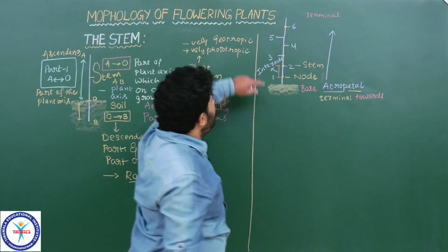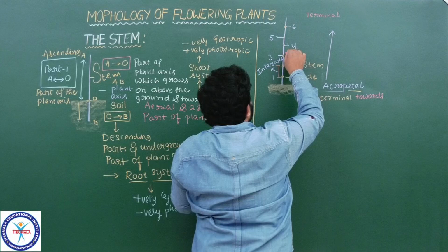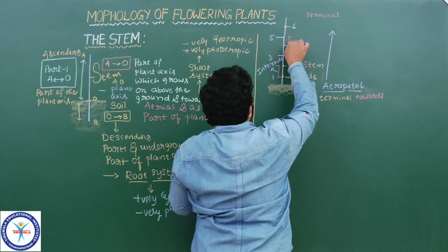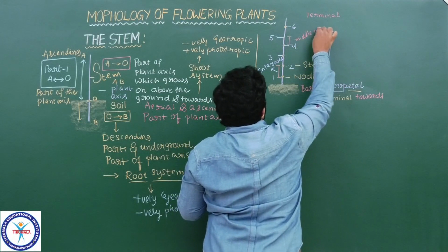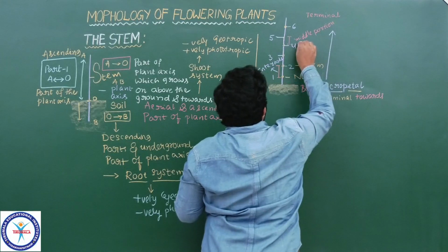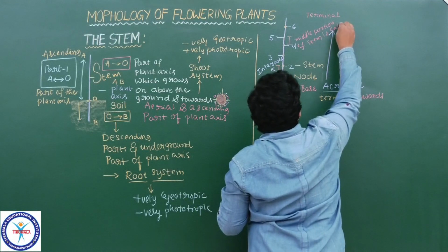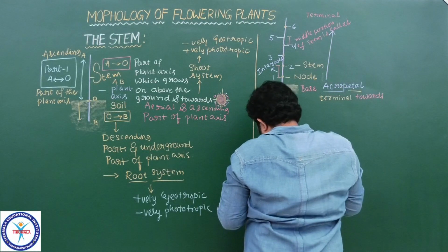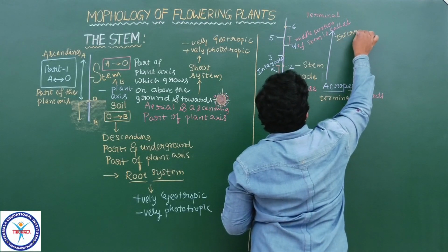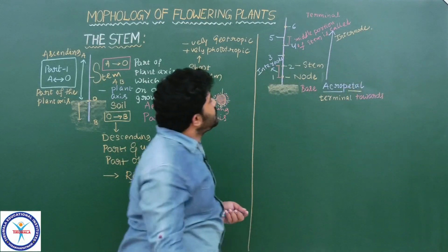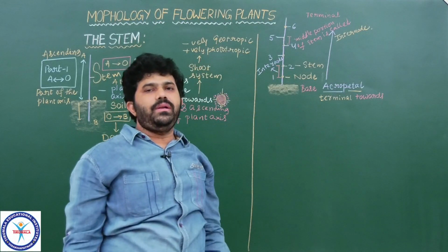Now you got the point? From node 4 to 5, whatever it may be, 2 to 3, 3 to 4 or 4 to 5, the middle portion of the stem is called internode. It is a portion of the stem. So as stem length increases, automatically the number of nodes and internodes increases.